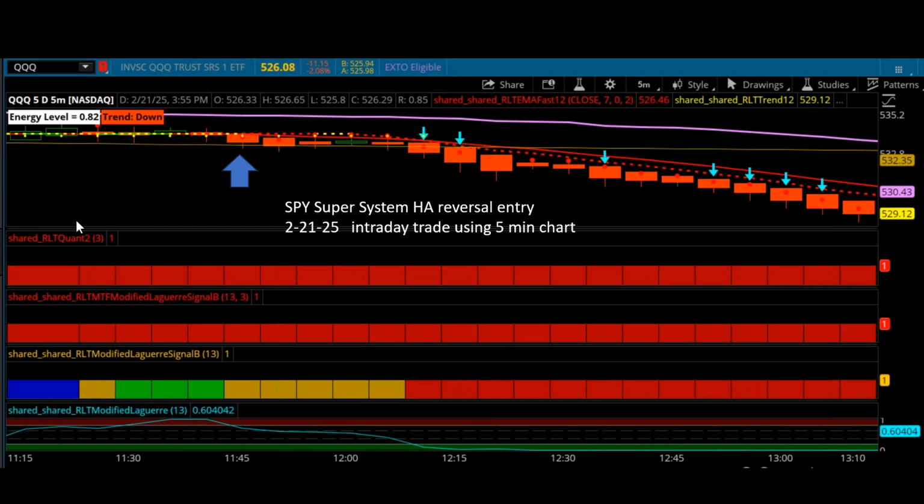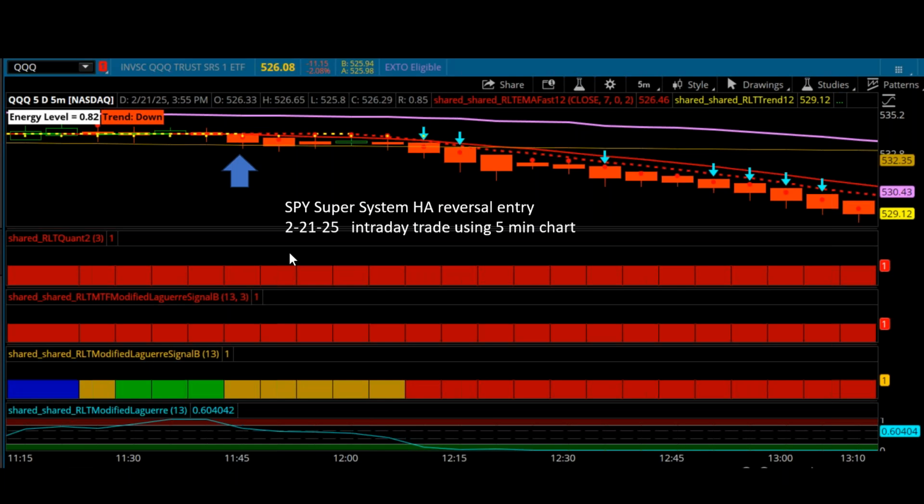Which platform does the system run on? And do I get the indicators as well? Yeah, the SPY super system software runs on thinkorswim that I've got shown right here. And if you purchase the SPY super system software, then it's going to look exactly the same as mine. You're going to get exactly the setup that I have with the scanners and everything. You'll have the whole thing to use yourself to do the SPY super systems.